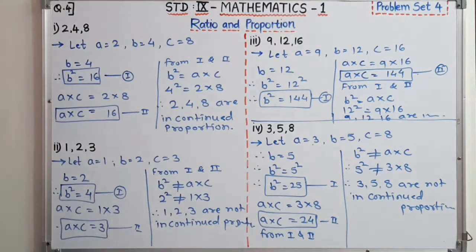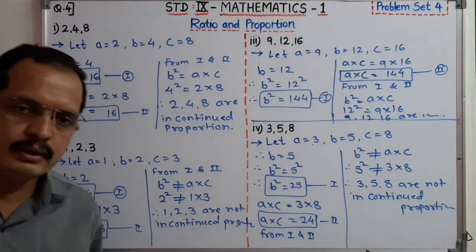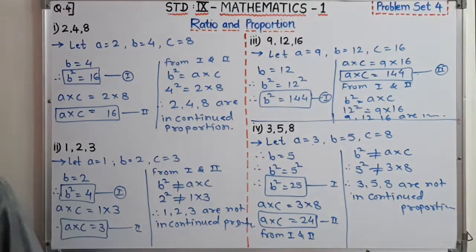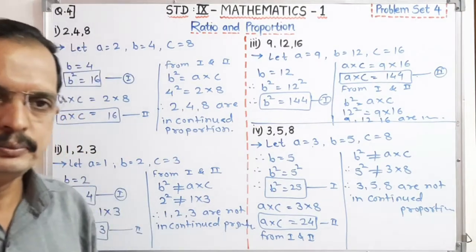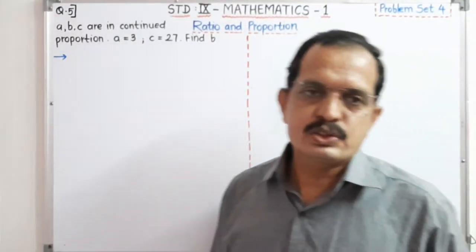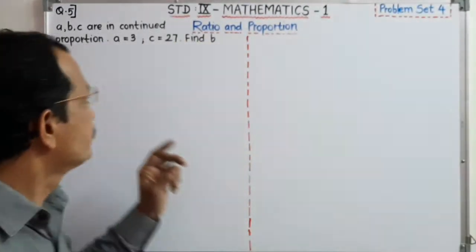Very simple method. Go through this again and again. Write it in your notebook. Now we have to start with question number 5, which is very simple. Dear student, see question number 5.